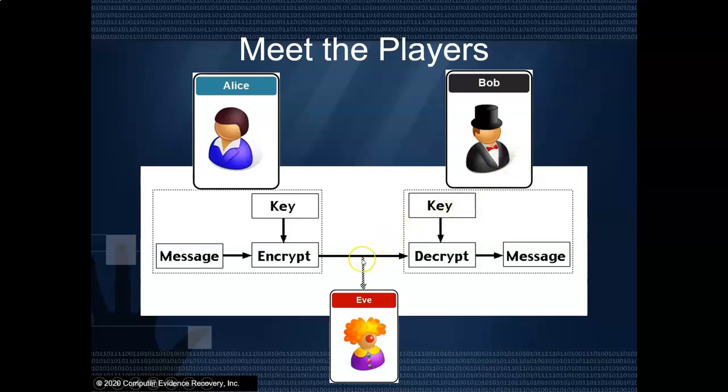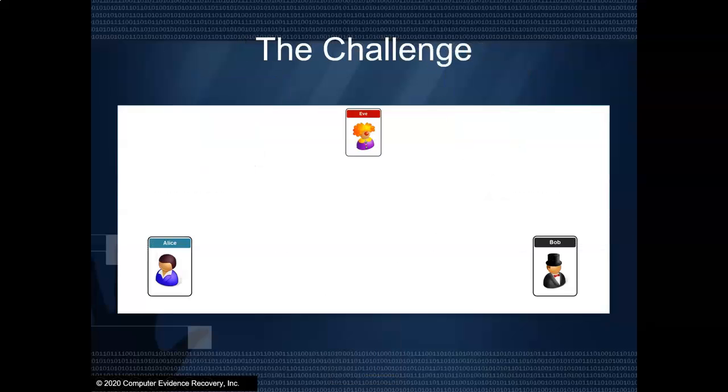Why do they do this? Because they need to send the message to each other somehow over the big bad old internet where Evil Eve is watching. And Evil Eve wants that message. So Alice is going to send a message to Bob right in front of Evil Eve, right under Eve's nose. But Eve can't do anything with it because it's encrypted. So let's look at this challenge a little more closely.